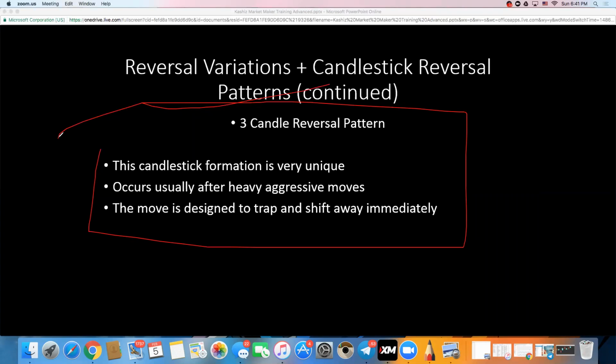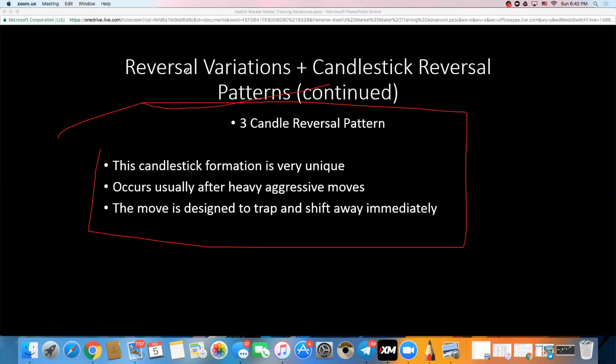It occurs usually after heavy aggressive moves. I have to put an adjective in there because it usually forms after very aggressive moves. The move is designed to trap and shift away immediately. This is what the 3 candle reversal pattern is.